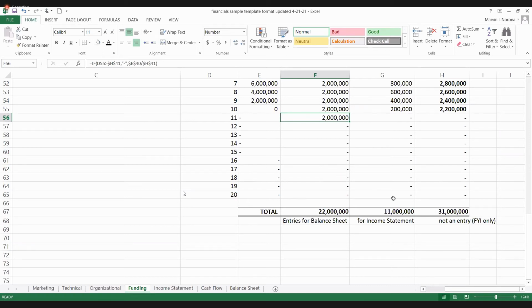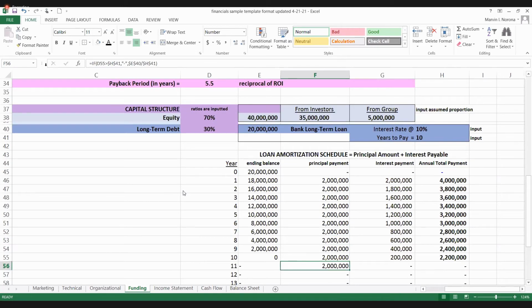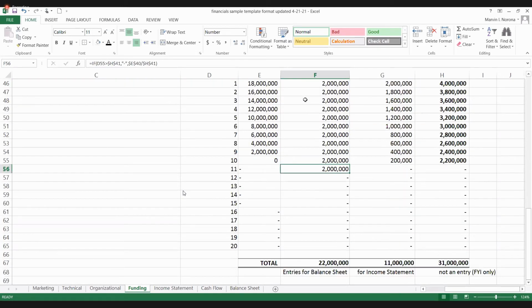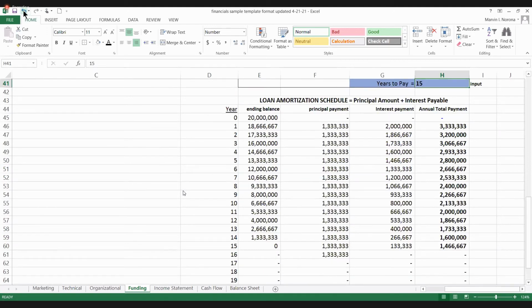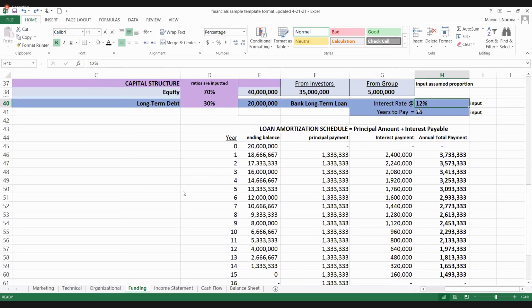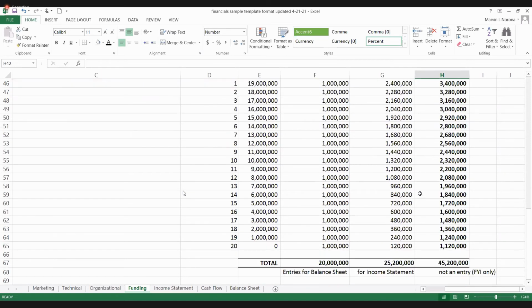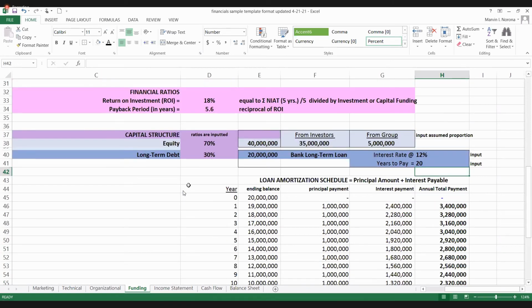Tama, 20 million plus 11, 31. Sige, I'll change that later on. Sige, pinapakita ko lang sa inyo na pwedeng magpalit, pwedeng sensitivity analysis. Okay, lalabas yan dyan. At 12%.